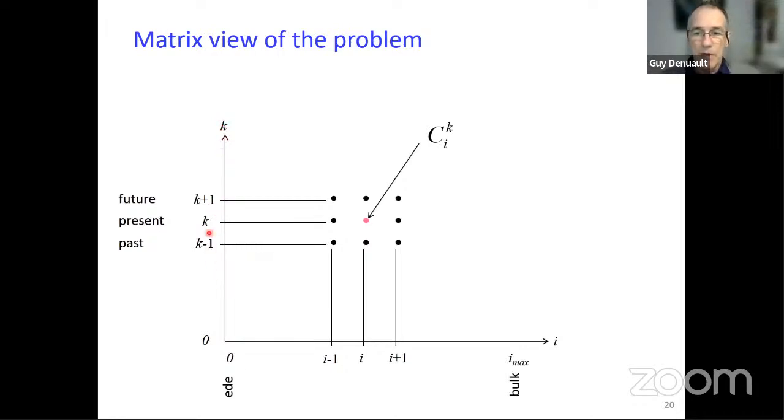So I want to compute the concentration at C_i^k. So this is what I call the present. But I will have information from the past. So all the values at k minus 1. Or I will also have to work out concentrations in the future, which is k plus 1. So what we need to do is come up with a way of completing this matrix by zipping through from left to right and bottom to top and working out all the values for the concentration of interest. And so essentially the algorithm I will show you is the simplest algorithm to do that.